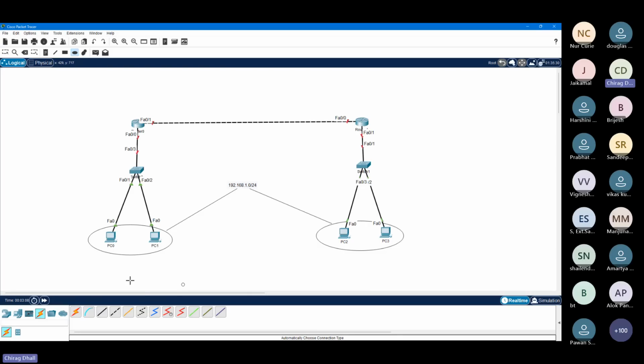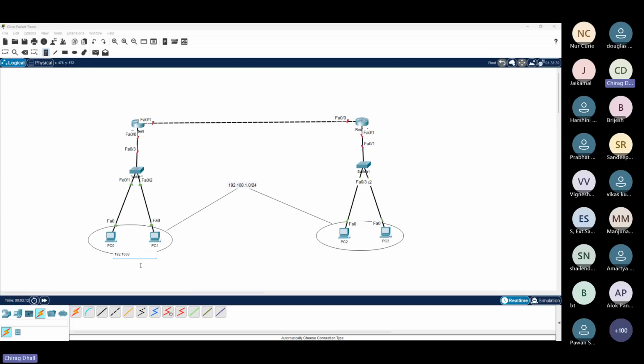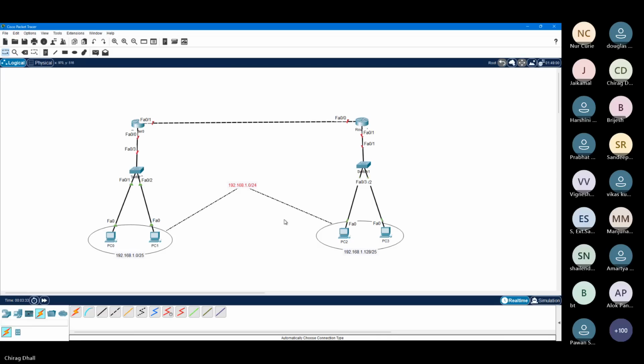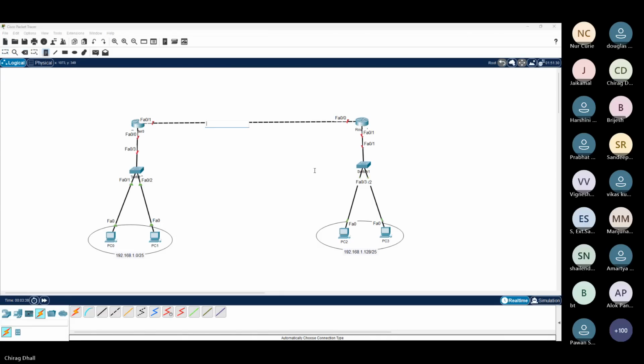So I can say this section can be 192.168.1.0/25 and the other section will be 192.168.1.128/25. Correct? This is how I can break down my complete network into two parts. Moving ahead, between the routers, I will use 12.10.1.0/30.